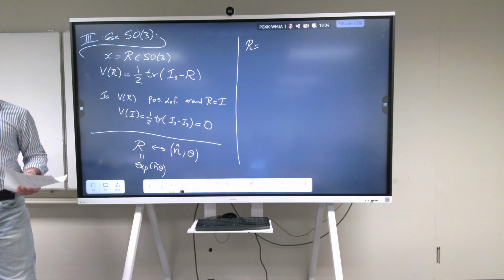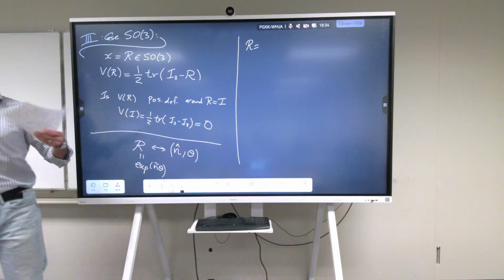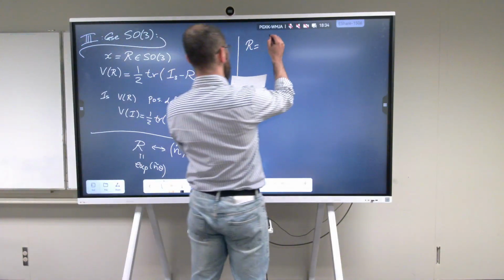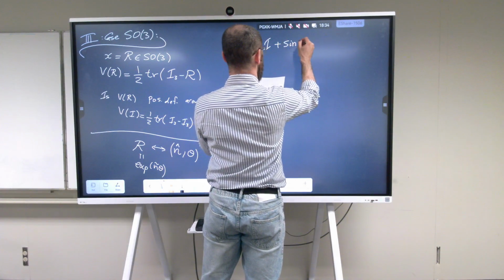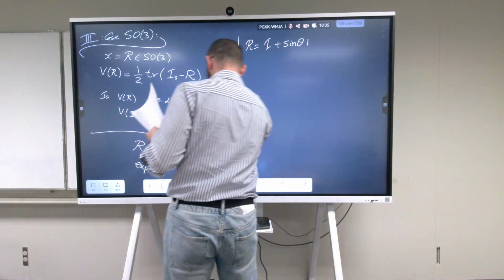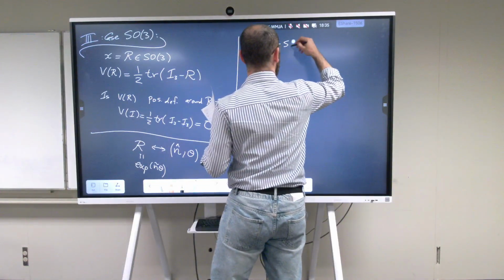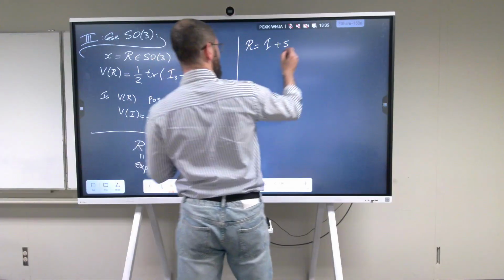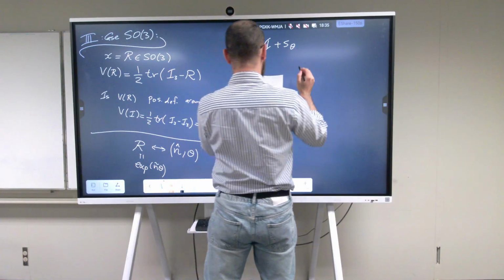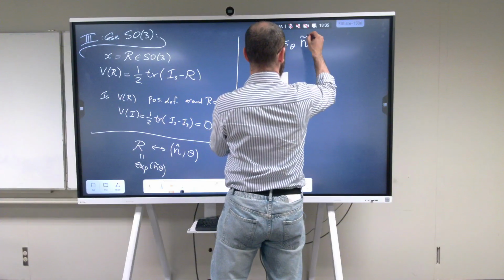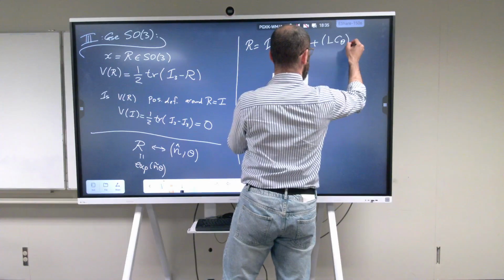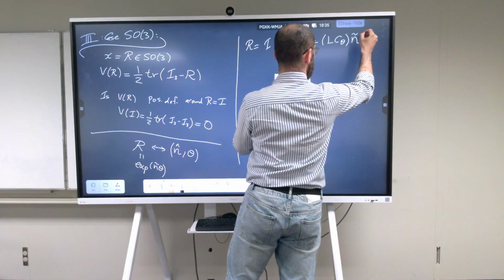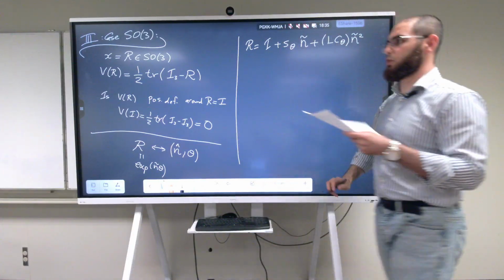And we said that this exponential map has a closed-form expression given by the Rodrigues formula, which in this notation is equal to I plus sine theta, and for simplicity I'm going to use the shorthand s theta for sine theta, multiplied by n tilde plus 1 minus cosine theta multiplied by n tilde squared. So that was the Rodrigues formula.